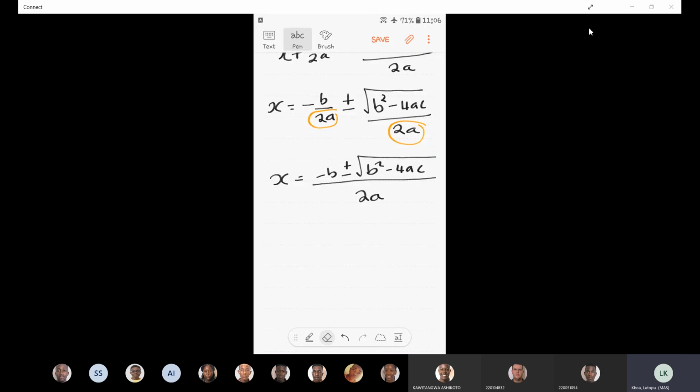So you should get two solutions. The first one is when you make this plus, and the second one is when you use the minus over there, because there's plus and minus there. Okay, so you should get two solutions. So let's look at some of the examples there.